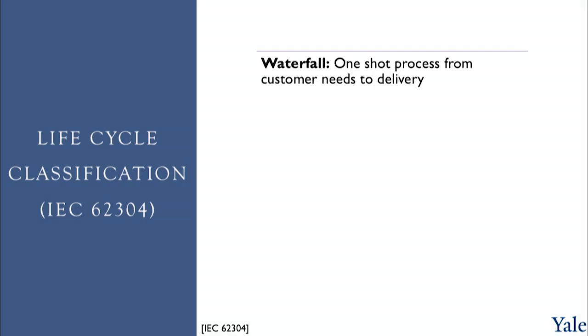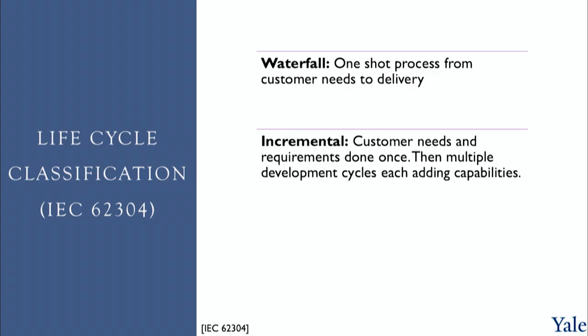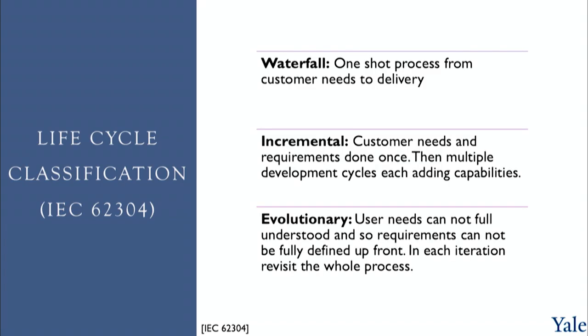The standard classifies life cycles using these three characteristics here. So first we have the waterfall, and the waterfall is a one-shot process from customer needs to delivery. We have incremental life cycles where the customer needs and the requirements are done once, and then we do multiple cycles, each adding capabilities. And then finally, we have evolutionary life cycles where the user needs cannot be fully understood at the beginning, so the requirements cannot be fully defined up front. So in each iteration, we revisit the whole process.